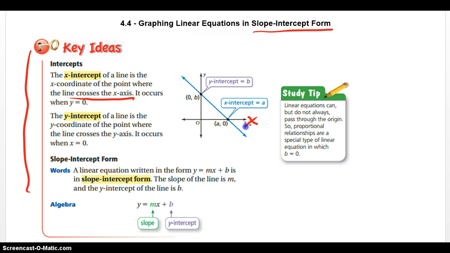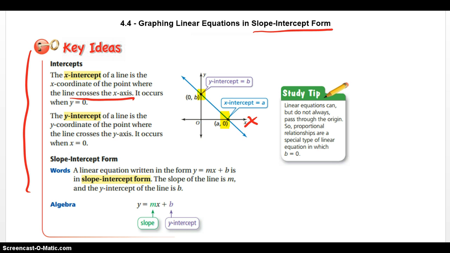So look at the x-axis right here. Where does this line cross the x-axis? Right here at this point. So then we look at the y-intercept and we see, where does the y-intercept cross? The y-intercept crosses at this point. So the y-intercept is that point right there, B, and the x-intercept is A. And we'll talk more about that, but think of x-intercept crosses the x-axis, y-intercept crosses the y-axis.